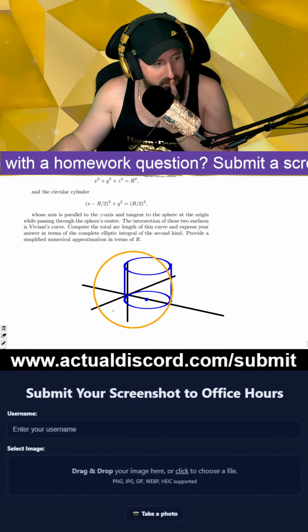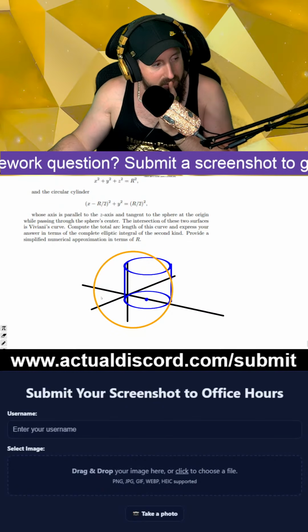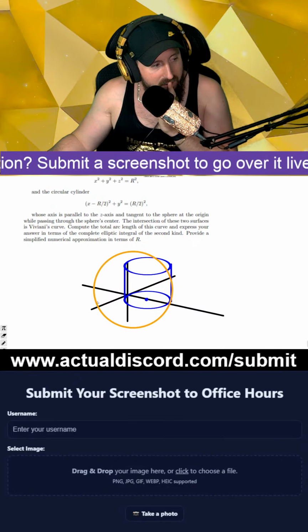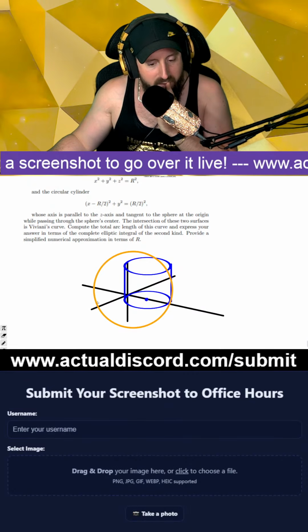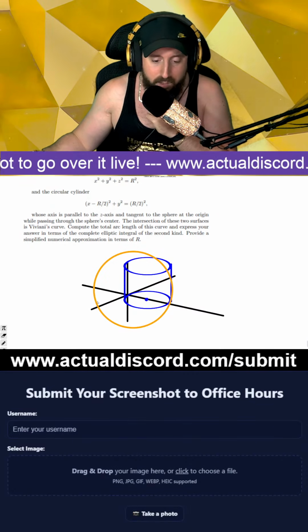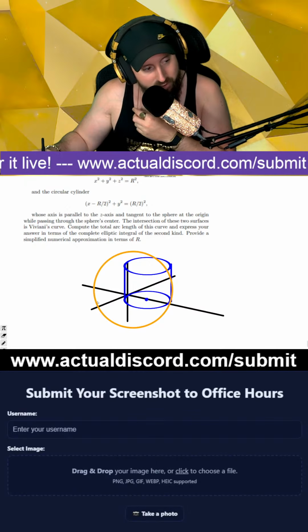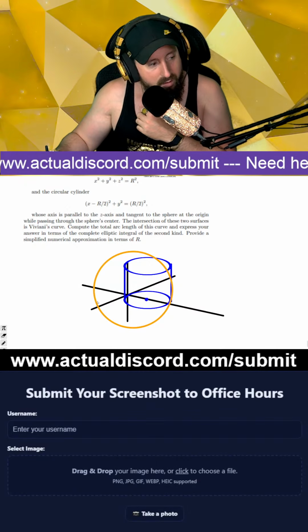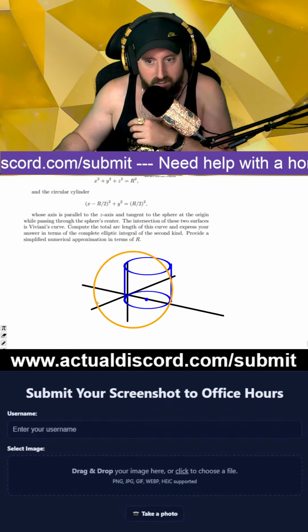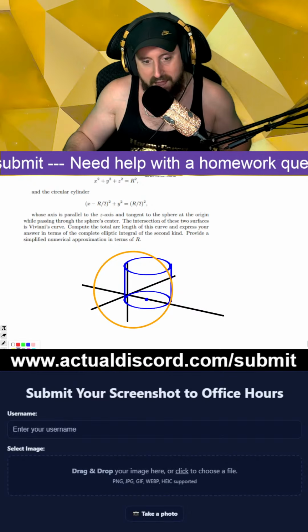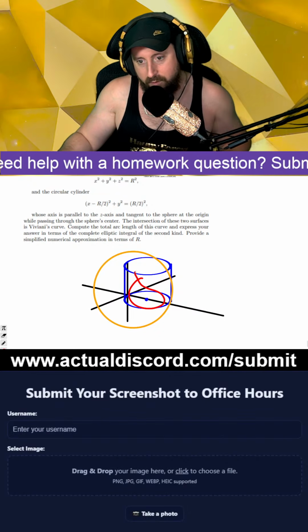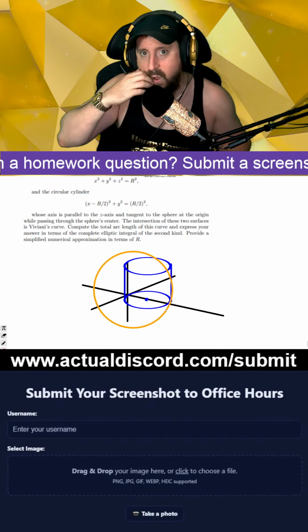So we do need to parameterize this at some point, and maybe the best way to do that is with r. Try to parameterize what the radius is as a function of theta, because this thing is going to do some wacky stuff as we go around.